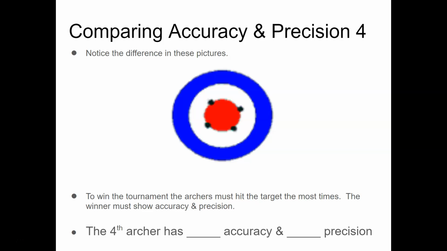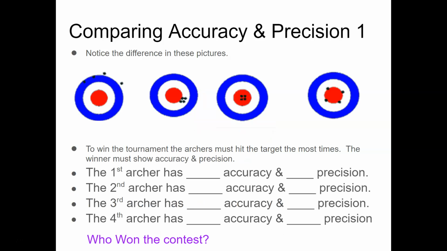And then finally, Archer 4 has good accuracy. It's really close to the bullseye, almost on it, but poor precision because they're not clustered together. So who wins? Well, clearly Archer 3 would win here since he had good accuracy and good precision and all 4 shots hit the bullseye.